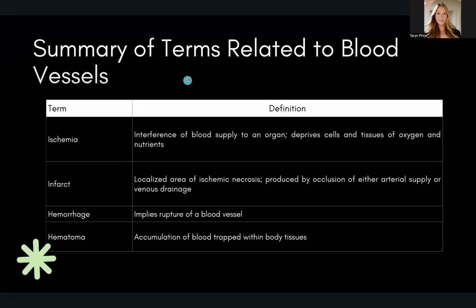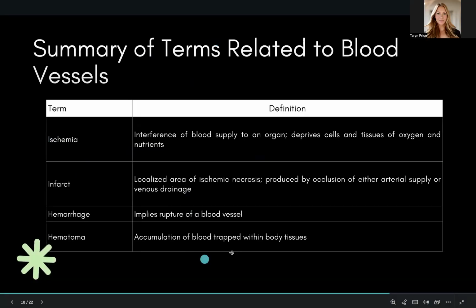All right, summary of terms related to blood vessels. Go ahead and go through those.